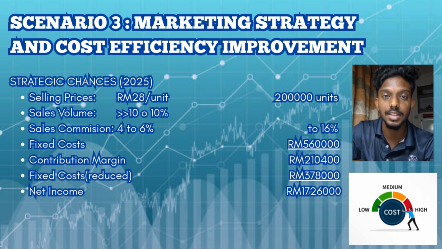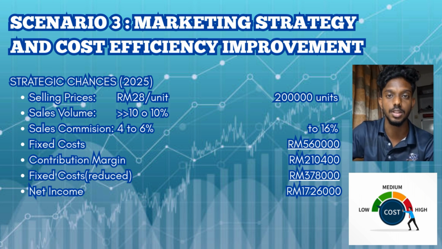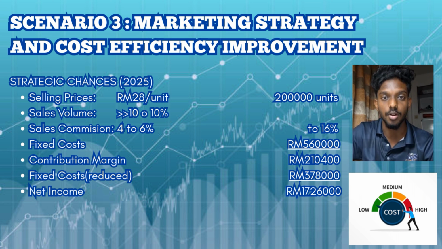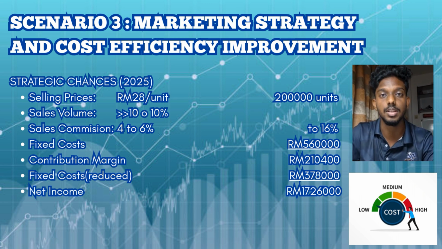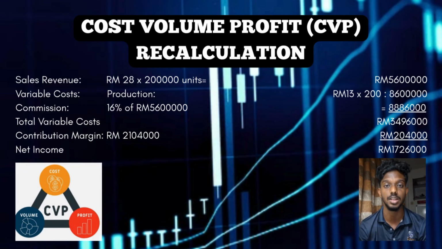So after scaling fixed costs down by 30%, the total fixed cost is now reduced from 540,000 to 378,000 ringgit. So by multiplying 200,000 units by the contribution margin and subtracting the fixed cost just now, we get a net income of 1,726,368 ringgit. This shows that the proposed plan is financially sound and sustainable.